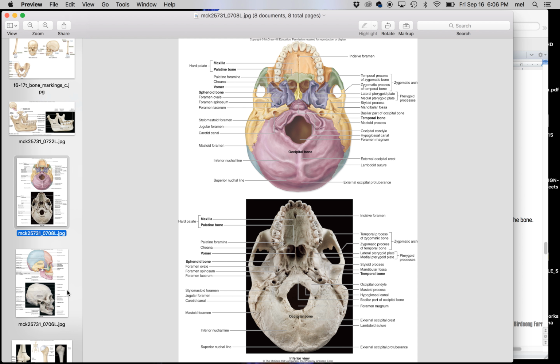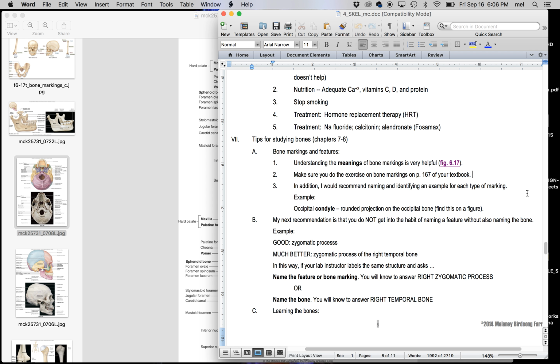You can even look at it from within the skull, right? From underneath, from the side, and it helps you to figure out the three-dimensional relationship of the parts of the bone. Okay, so if you get into the habit of, they call it parenting, parenting the feature to the bone, then there really aren't any trick questions that they could ask you by tagging a feature.